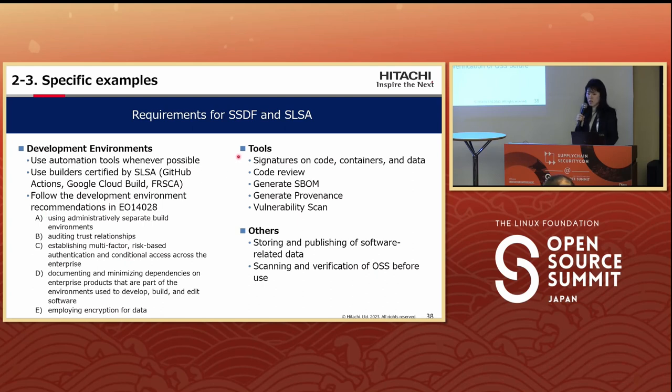And the tools that should be implemented into the build pipeline are signatures on code, containers, and data, and the code review tool, generate SBOM, provenance tool, and vulnerability scan tool. And we should store and publish software-related data like SBOM and provenance. And scanning and verification of OSS before use is very important. So all of these requirements we have implemented in the build pipeline based on FRSCA. So next is implementing robust build pipelines.